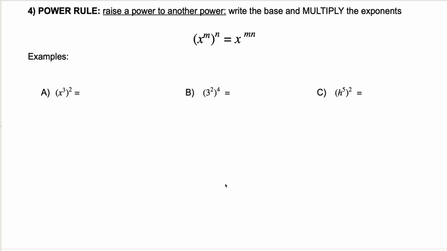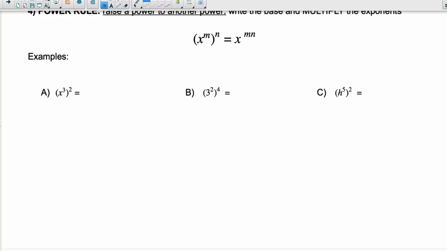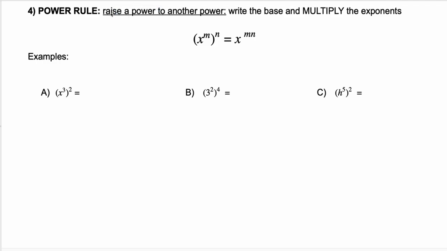This video is on exponent rules or exponent properties. We're going to be focusing on what's called the power rule. The power rule is when you raise a power to another power. Basically, you really see grouping symbols. You have parentheses, you have information inside the parentheses, and then you have an exponent outside of the parentheses as well. So we have a power raised to another power.